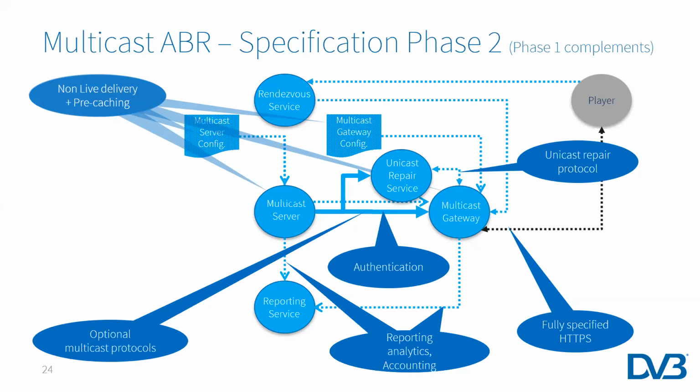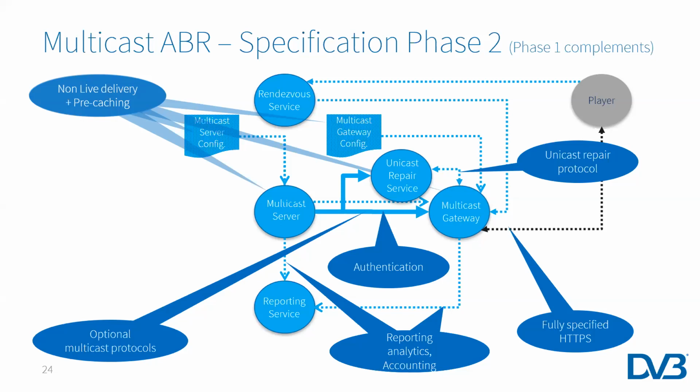So in this phase 2, we're going to work on non-live delivery. Oh yes, very important, by the way. In multicast ABR phase 1, the focus was on live streaming, right? Although nothing precludes non-live delivery, we didn't write a line about this particular use case. So that's what we want to do for phase 2.